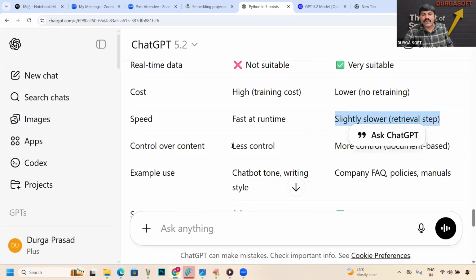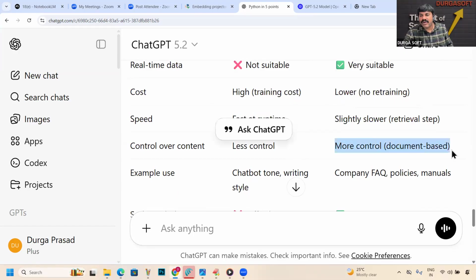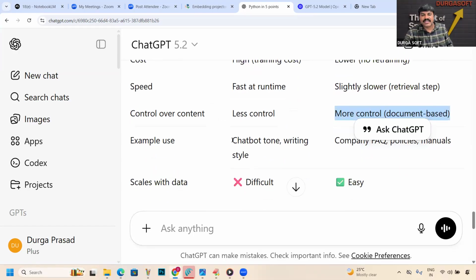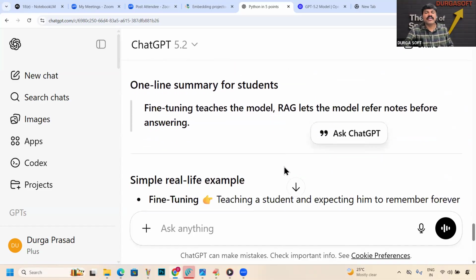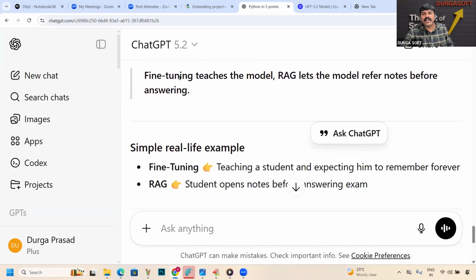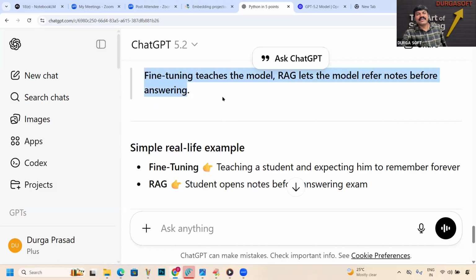Next, control over content: less control, but here more control. Next, example: chatbot tone and writing style you can customize, but company FAQs, policies, manuals, that kind of thing. Next, scale with the data. Yes, it's very difficult, sir. It's very easy. Okay, one line summary. Fine tuning teaches the model. RAG lets the model refer to notes before answering.